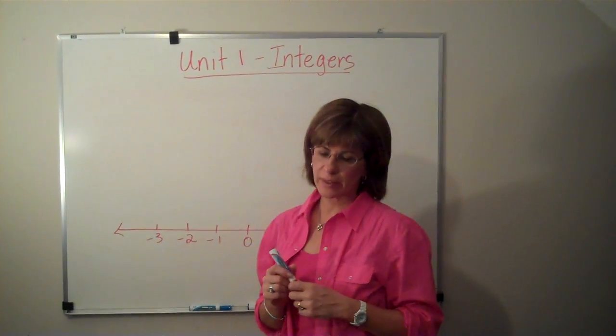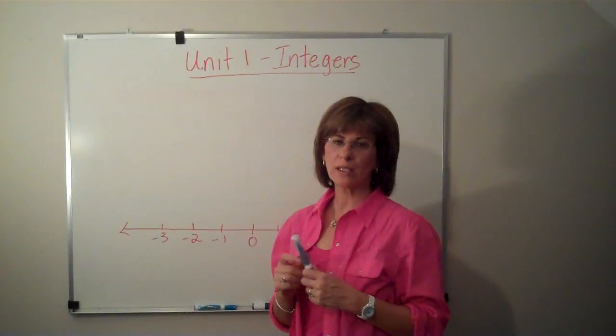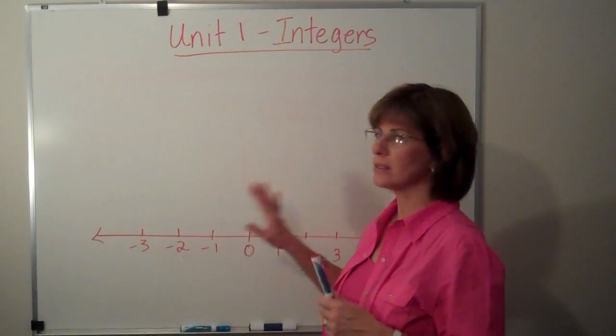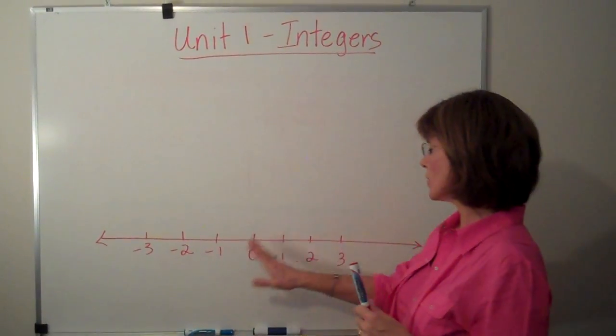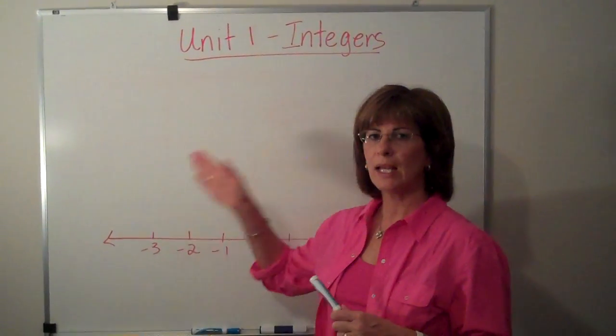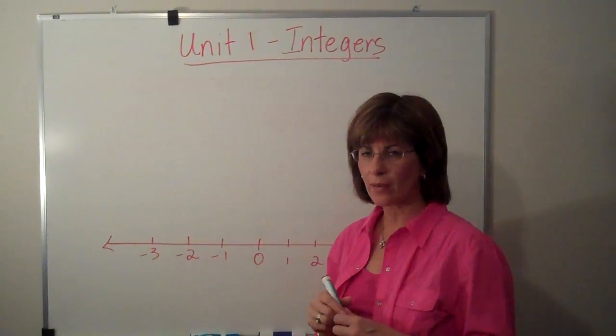So in today's segment, we are going to be talking about integers again. We talked about integers in the last segment and defined them and said that's all the numbers 0, 1, 2, 3, and -1, -2, -3. Now what we're going to do is we're going to compare them.